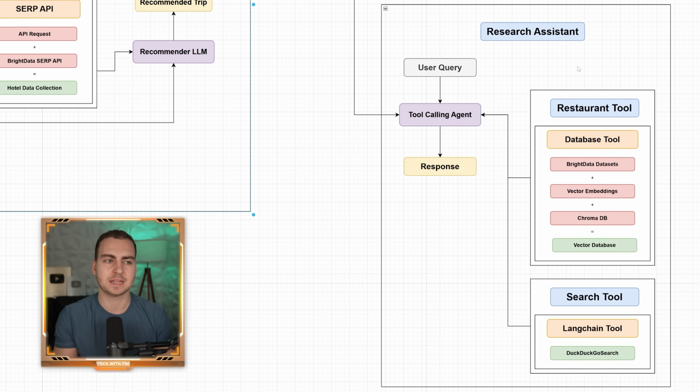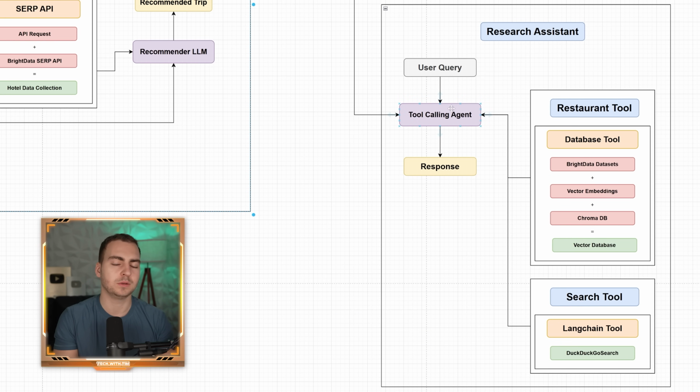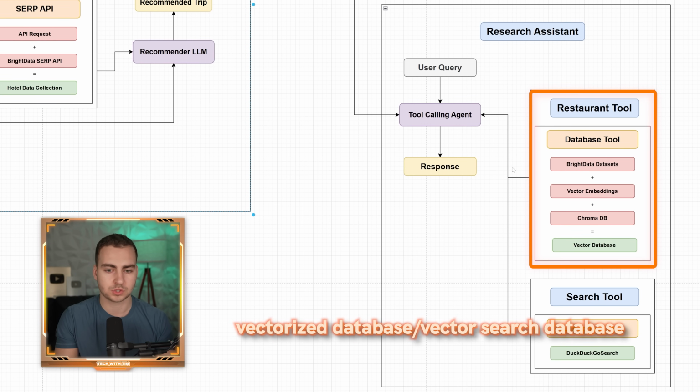So what we do instead of automatically doing it is we set up these resources as tools. We then give our agent, which is really running on an LLM, access to these tools. And when the user sends a query, the agent determines what it needs to do and what tools it has access to, and can go and use these various tools to generate the response. So for the tools, we have two things. First, our restaurant tool, which again uses a database, specifically a vectorized database or a vector search database.